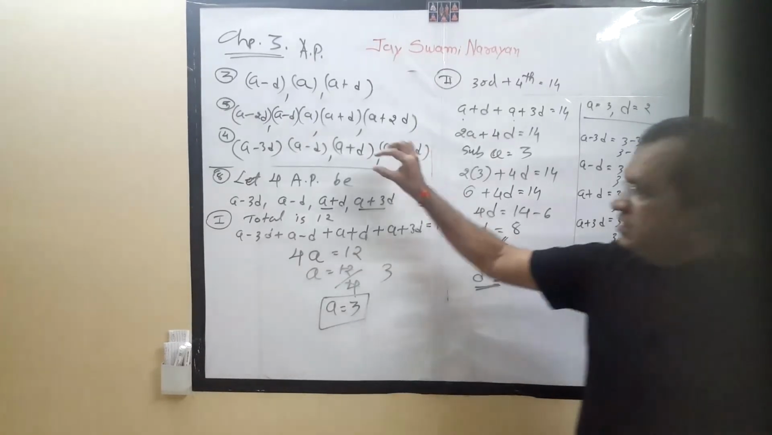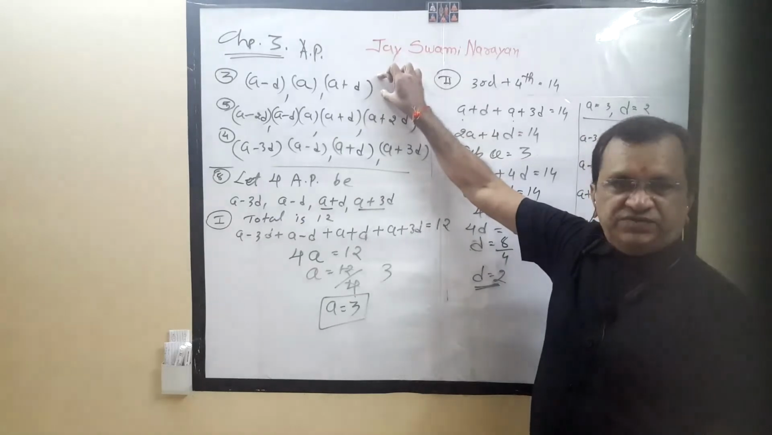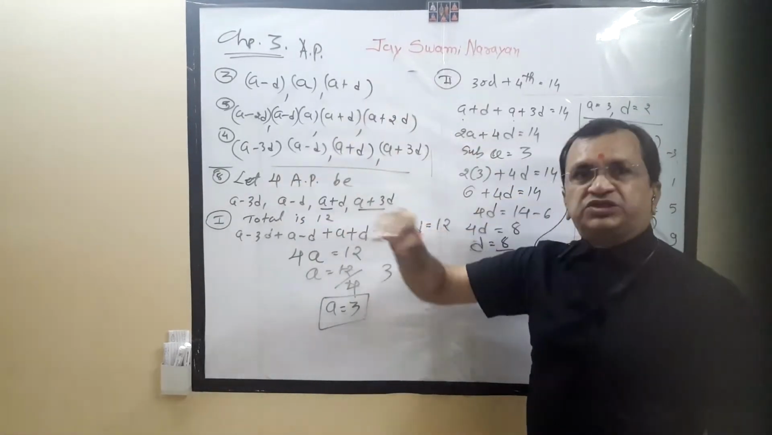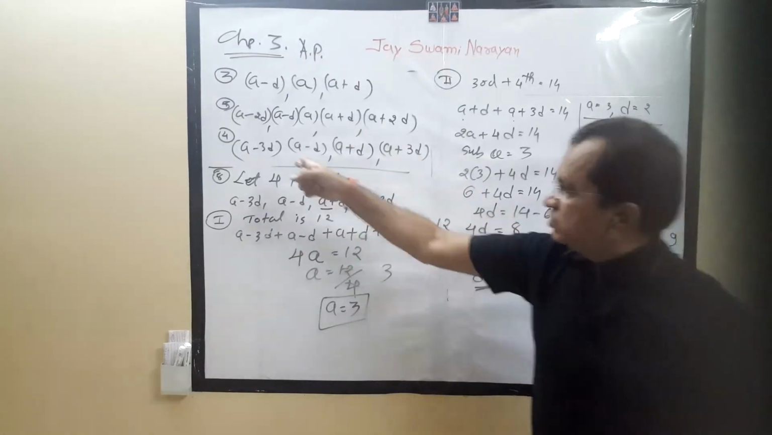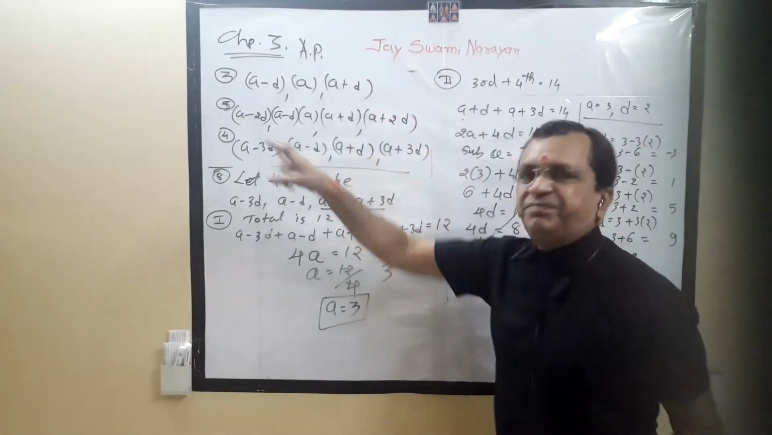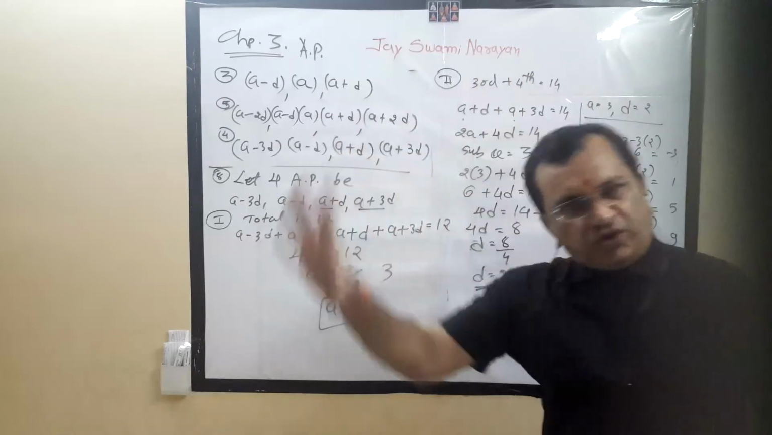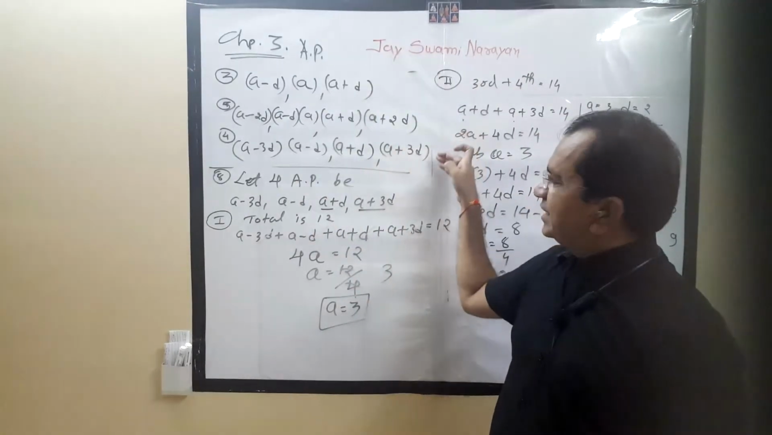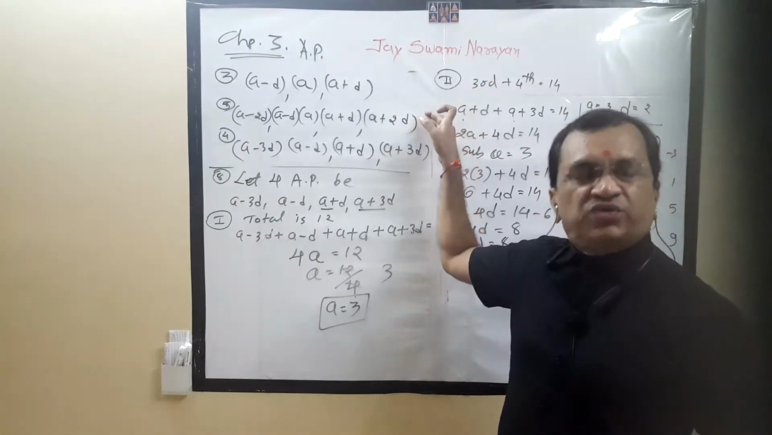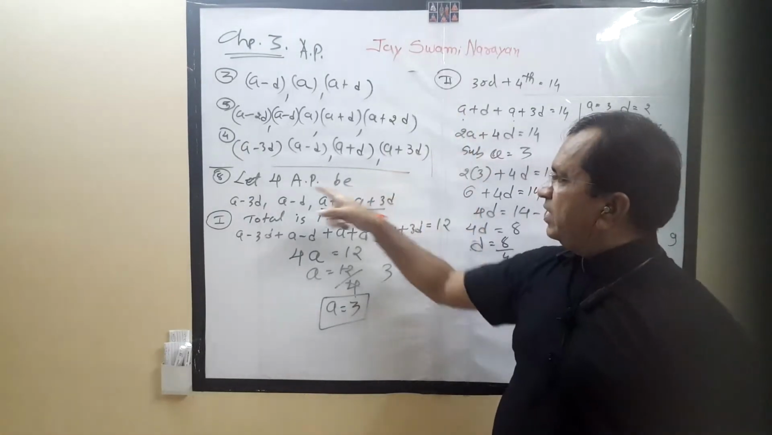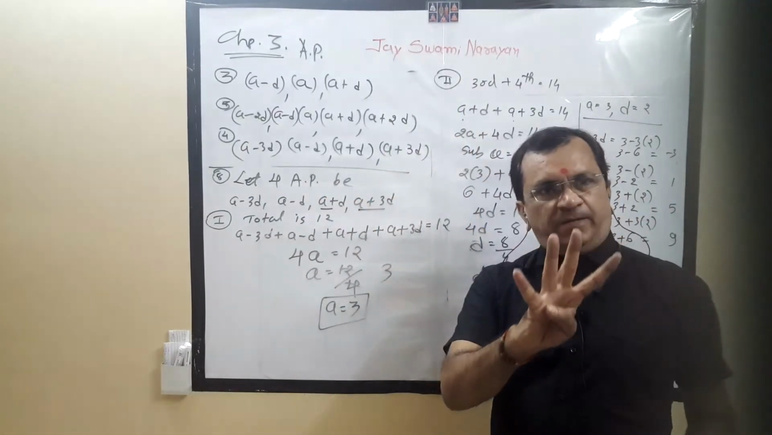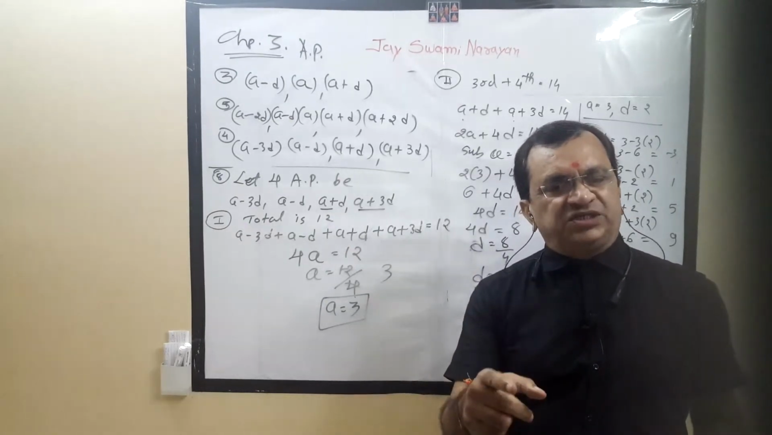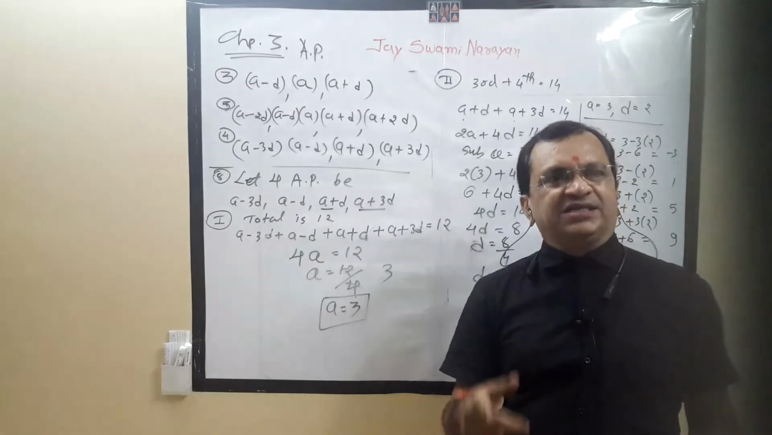See again. In the first sum we saw 3 numbers in the 7th question. In the 8th question, consider 4 numbers. So 1, 2, 3, this I have given previously. So these 4 you have to remember. When they ask 3, you write this. When they ask 4, you write this. When they ask 5, you write this. That remains. So let the 4 numbers be a plus 3d, a plus d, a minus d, a minus 3d.